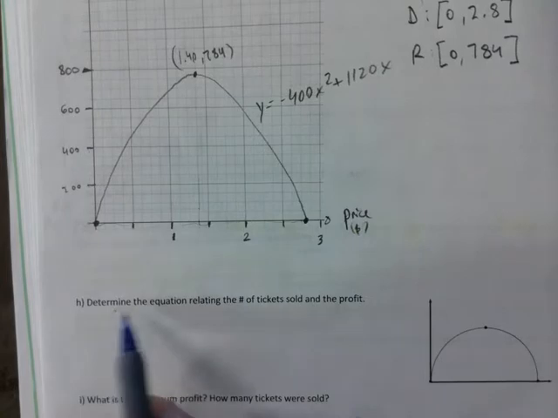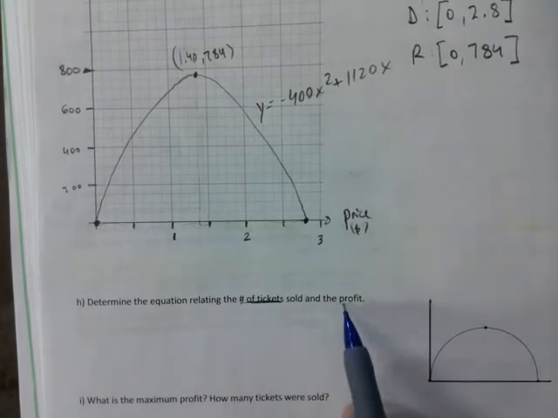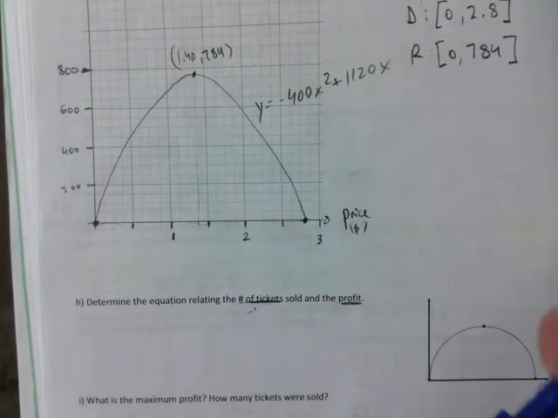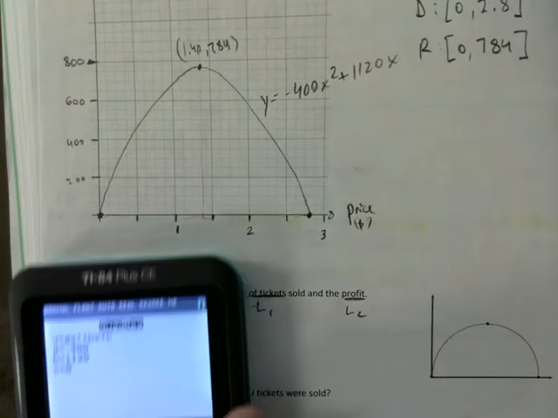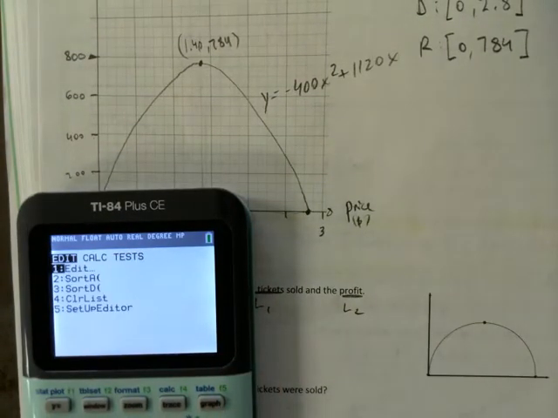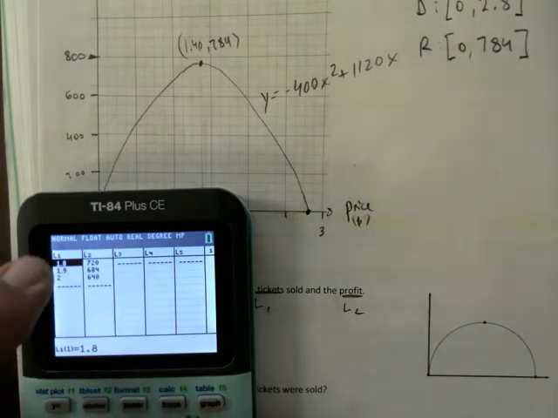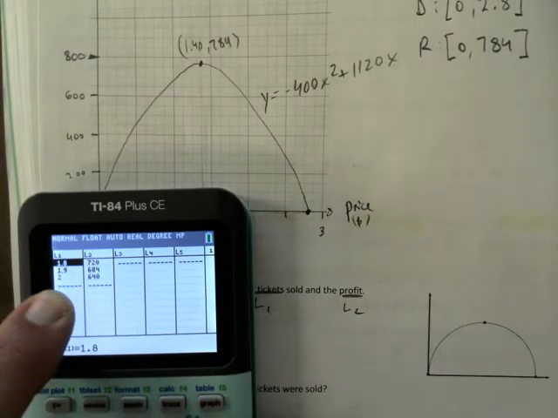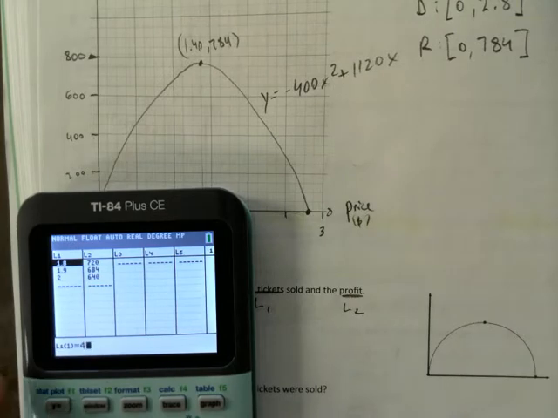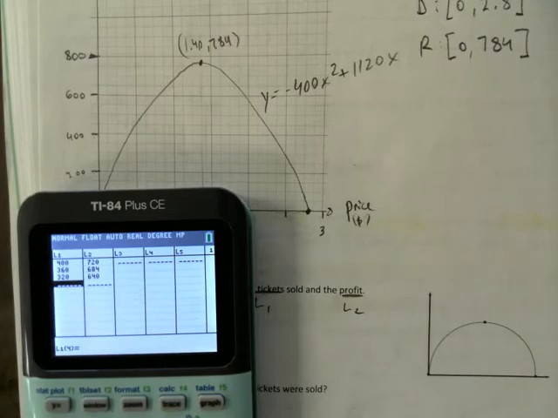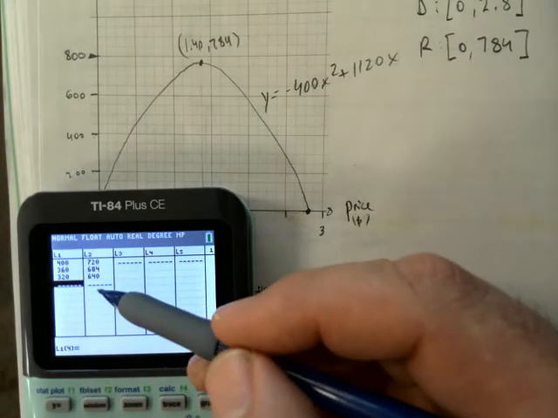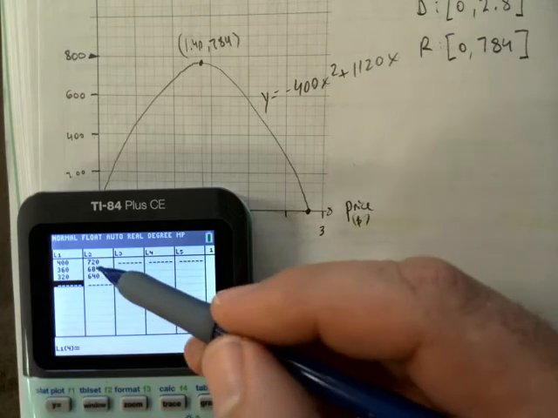But here, determine the equation relating the number of tickets and the profit. What if I asked you to make an equation where the number of tickets is L1 and the profit is L2? It's actually a very, very easy fix, guys. I'm going to tell you to just go to Stat, Edit, and instead of putting in the ticket price, we're going to put in the tickets sold. I'm trying to remember, was it 400, 360, and 320, right? Don't touch the profit because the profit stays the same, right? You're still multiplying the same two numbers to get these.